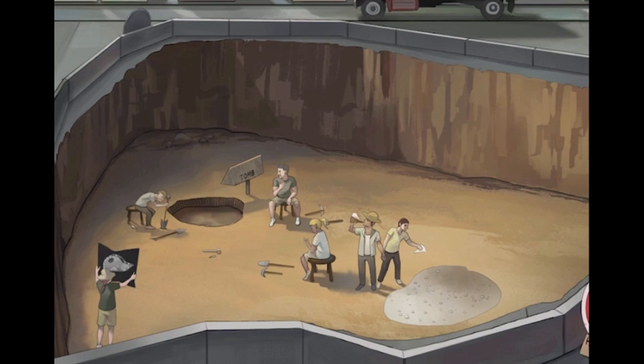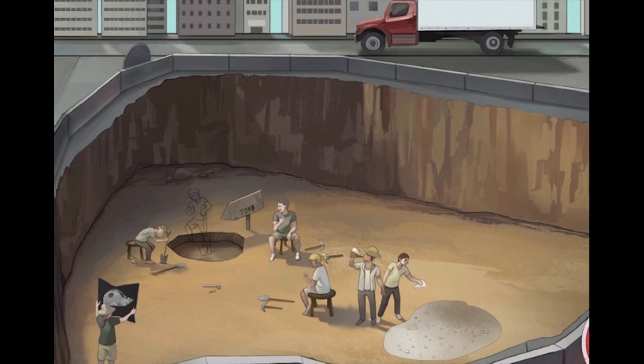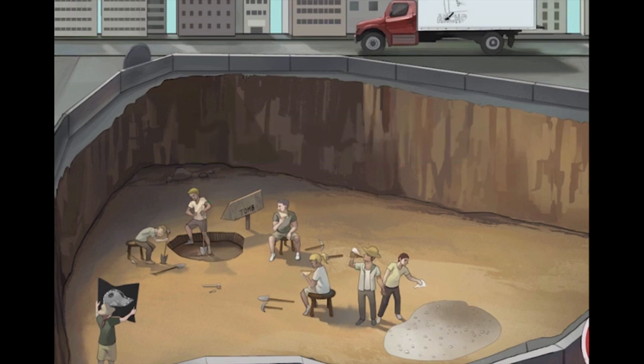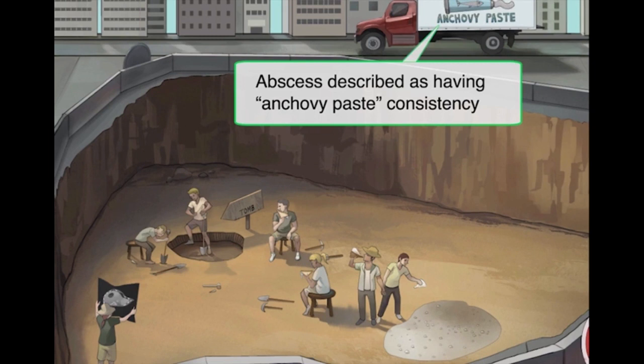So, not surprisingly, patients with amoebic liver abscesses complain of right upper quadrant pain and may have enlarged and tender livers. And this is demonstrated with this man here clutching his right upper quadrant. And the pus that's inside one of these abscesses is classically described as having the consistency and probably the smell of anchovy paste. So to represent this, we'll make this truck in the background have anchovy paste written across the side of it. And also, we'll make some of our archaeologists here eating sandwiches with anchovy paste dripping out of it.